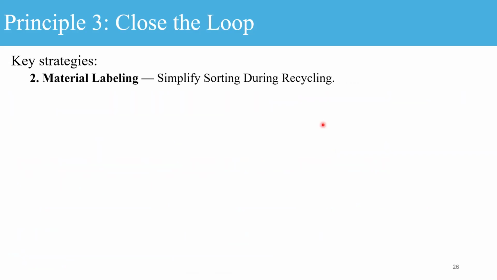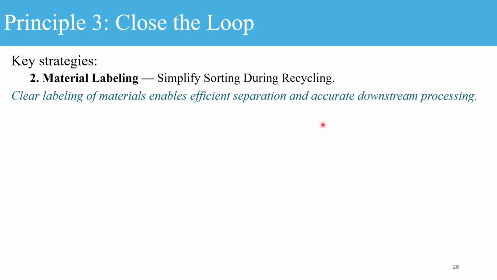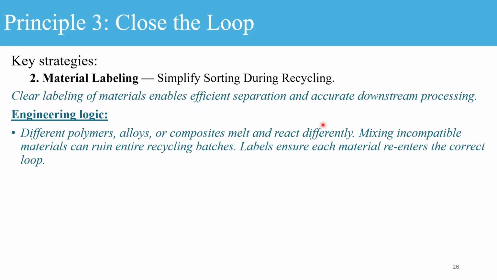The second key strategy is material labeling, which simplifies sorting during recycling. The idea here is clear labeling of materials, which enables efficient separation and accurate downstream processing. The engineering logic is that different polymers, alloys, or composites melt and react differently, and mixing incompatible materials can ruin entire recycling batches. So the labels ensure each material re-enters the correct loop.